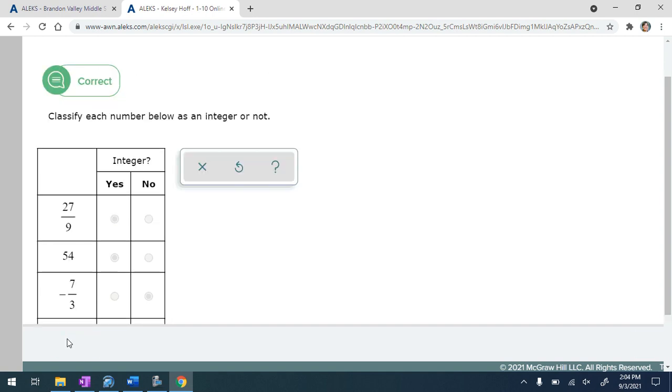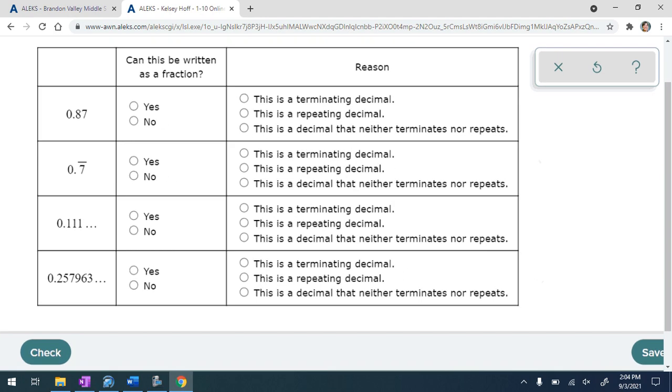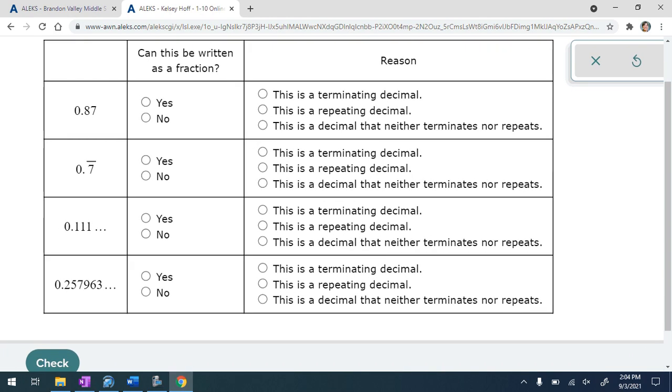Well done. Okay, this one, people are like, oh, I don't know how to do it. It's really not that hard. Okay? So I'm going to give you different decimals, and they want to know if it can be written as a fraction, and they want to know why. To be honest, the reason, answer first, will tell you this. The reason says this is a terminating decimal, which means it ends. This is a repeating decimal. There's a number or numbers that repeat. Or this is a decimal that neither terminates nor repeats.